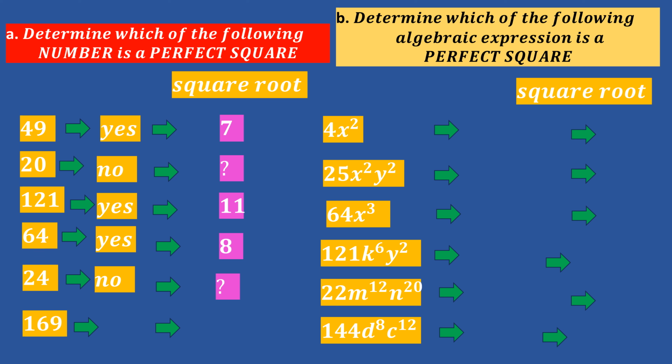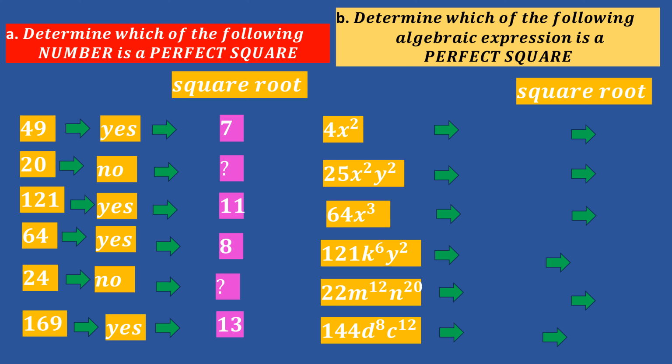And then what about 169? 169 is a perfect square. It's a yes, and its square root is 13, because 13 multiplied by itself will give you 169. Now this time, since letter A is all constant numbers, let's proceed to letter B. In letter B, we are to determine which of the following algebraic expressions is a perfect square.